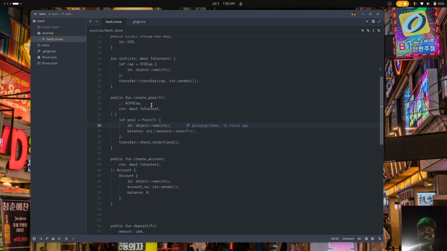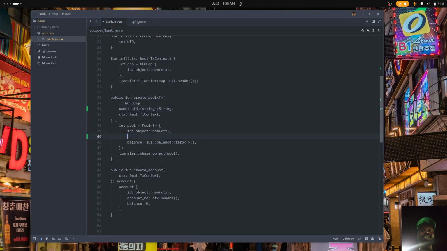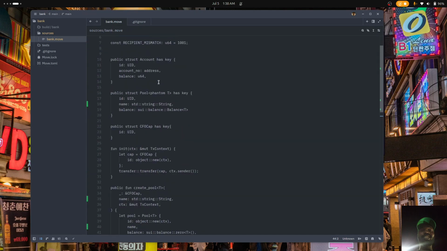So upon creation, we want to give a name. We'll pass a string, call this name. So the pool has a name. And I think that's the little update I have. For me, I would want to do that because the uniqueness is already by the type. All right, so that's it.